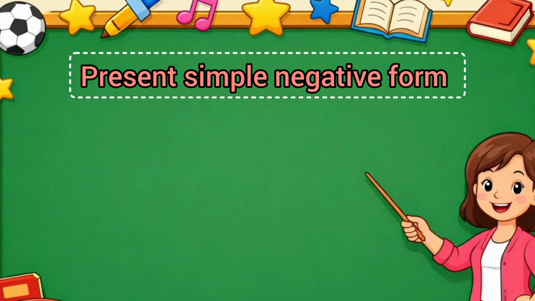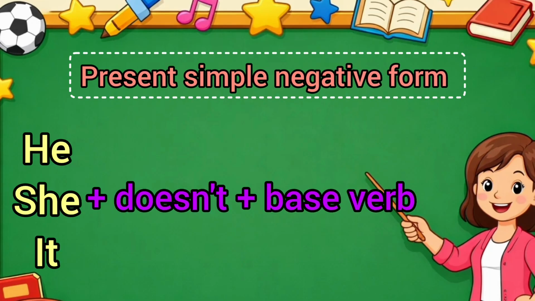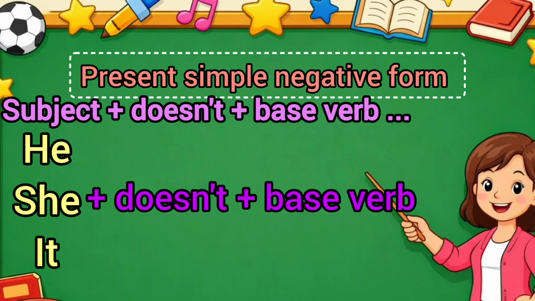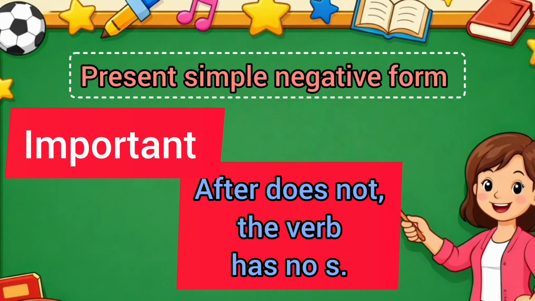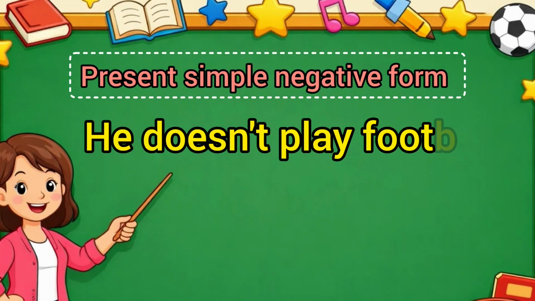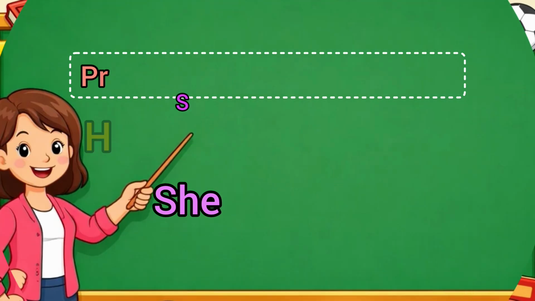2. For the subjects he, she, it, use doesn't plus base verb. Structure: subject plus doesn't plus base verb. Important: the verb never takes s after doesn't. Examples: He doesn't play football. She doesn't eat meat. It doesn't work properly.